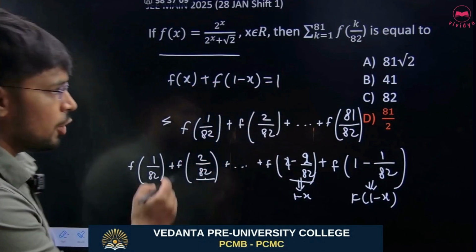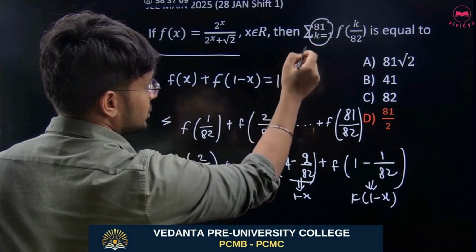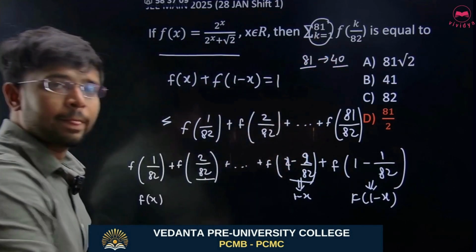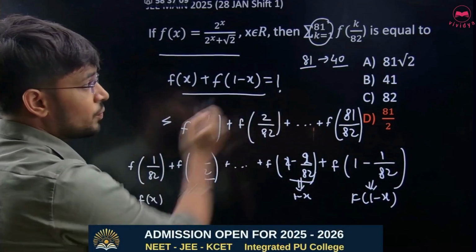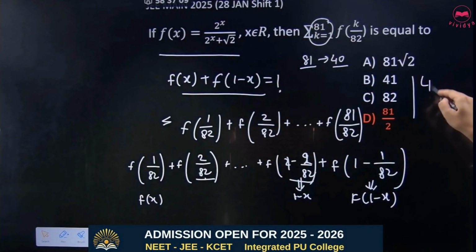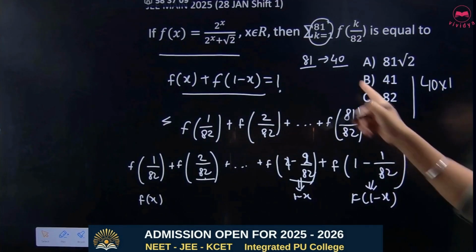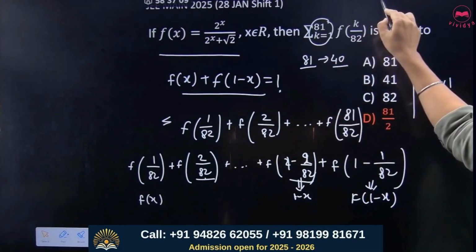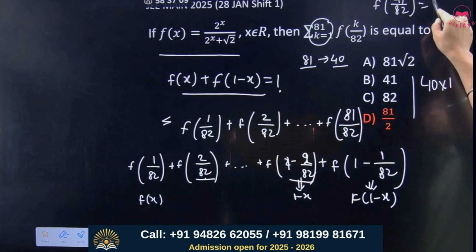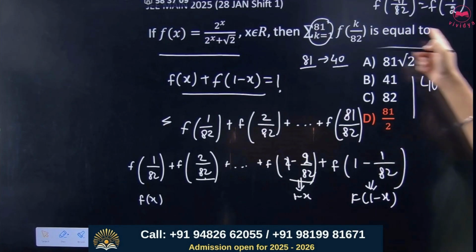Yes or no? So, how many pairs will be there? How many terms are there? As you can see, the number of terms is equal to 81, which means there will be 40 pairs, and one pair will give 1. So 40 pairs will give 40 into 1, which is 40, and one term will be left. What is that term which is going to be left? That is going to be f of 41 by 82, and 41 by 82 is nothing but 1 by 2. So all we need to find is the value of f of 1 by 2.